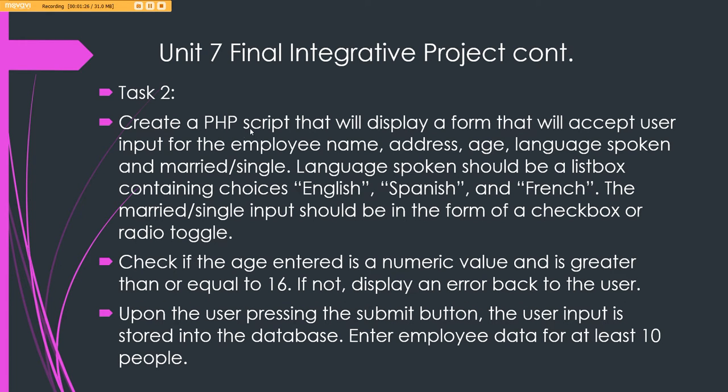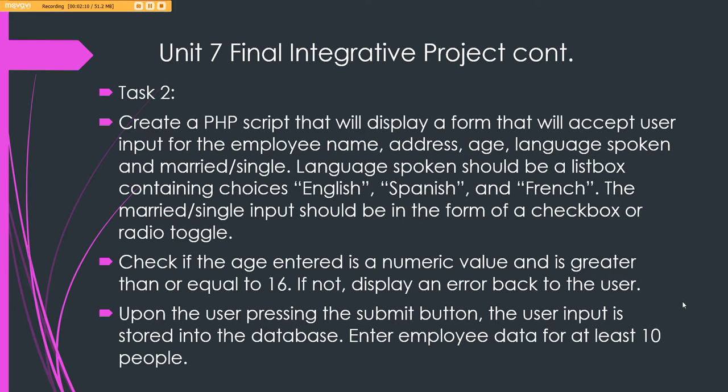Task 2, create a PHP script that will display a form that will accept user input for the employee name, address, age, language spoken, and married/single. Language spoken should be a list box containing choices English, Spanish, and French. The married/single input should be in the form of a checkbox or a radio toggle. Check if the age entered is a numeric value and is greater than or equal to 16. If not, display an error back to the user. Upon the user pressing the Submit button, the user input is stored in the database.